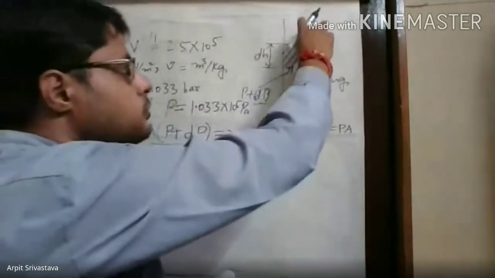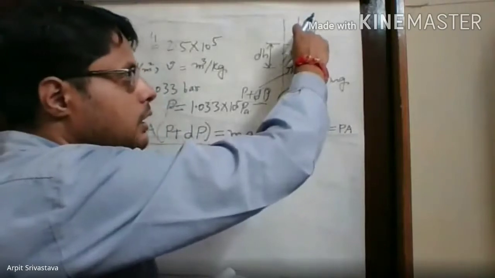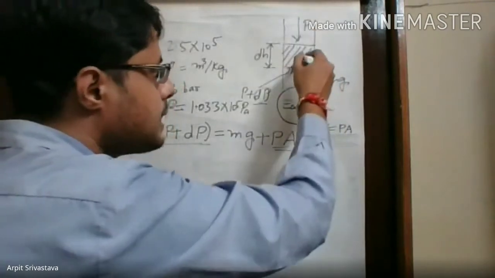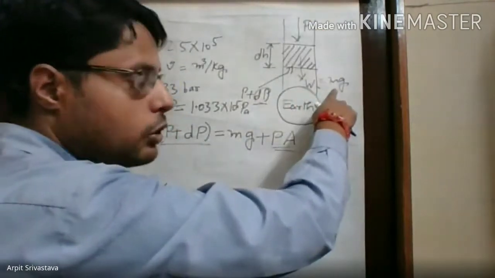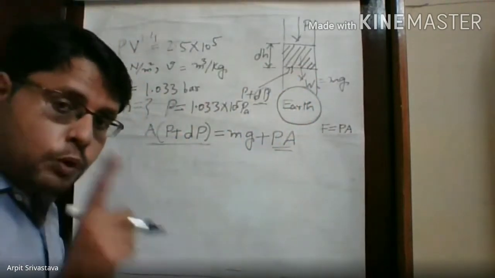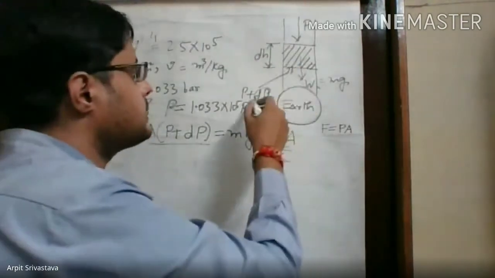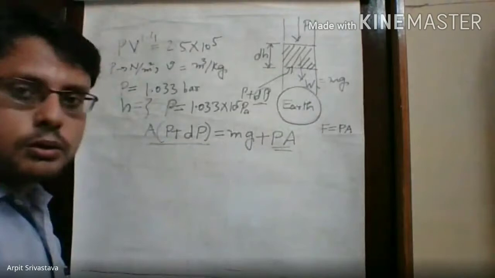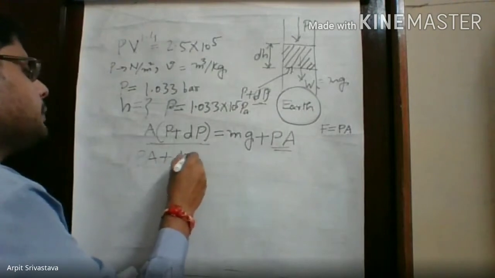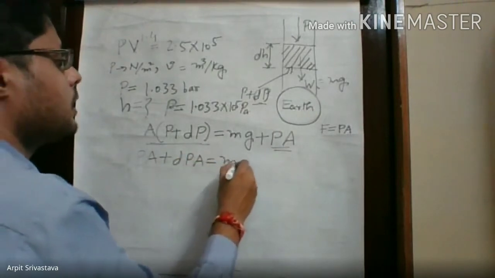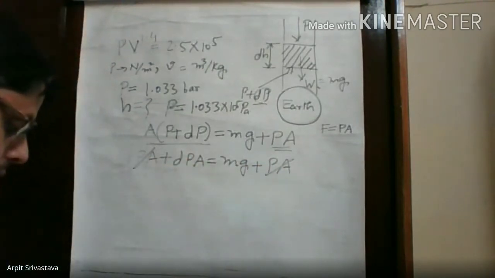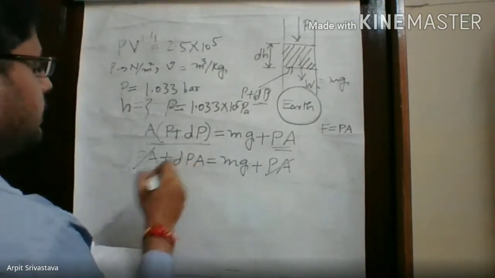Simply, the force acting upward on the topmost layer of this atmosphere layer is equal to P multiplied by A plus the weight acting in the downward direction, mg, which is equal to the pressure force at the bottommost layer, that is P plus dP multiplied by A. Okay, so PA plus dP multiplied by A equals mg plus PA. So this is cancelled out. So we can simply see that dP.